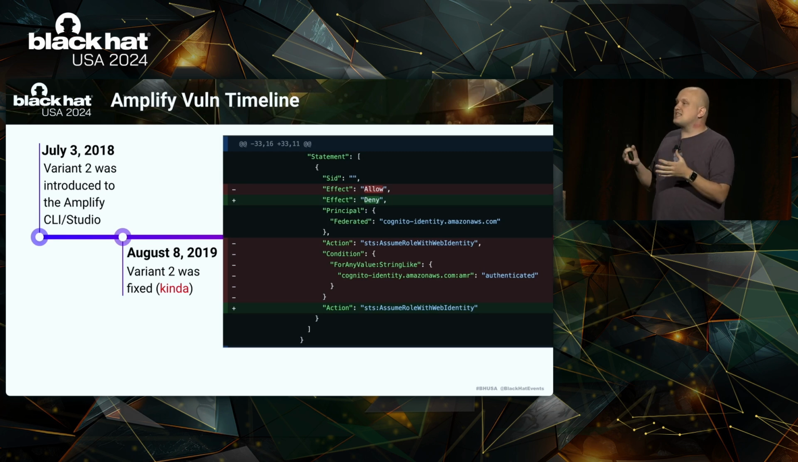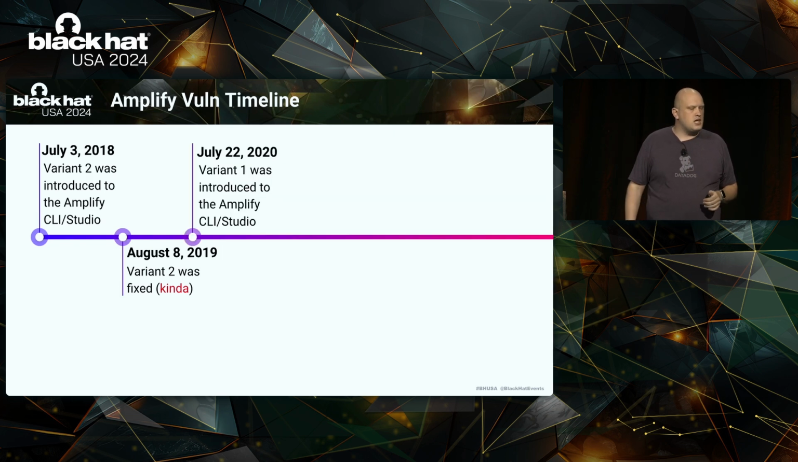And this is actually the same default trust policy that you would see today if you were to create an Amplify project. Now, it's really important to stress that when we say fixed, what we mean by that is that no future roles would become misconfigured. Any that had already been created were still vulnerable and could be assumed by an external adversary. That's how we were able to assume them in 2024. Next, on July 22nd, 2020, the variant 1 was introduced to the Amplify CLI in Studio. And this one was a bit more complicated than the previous one.